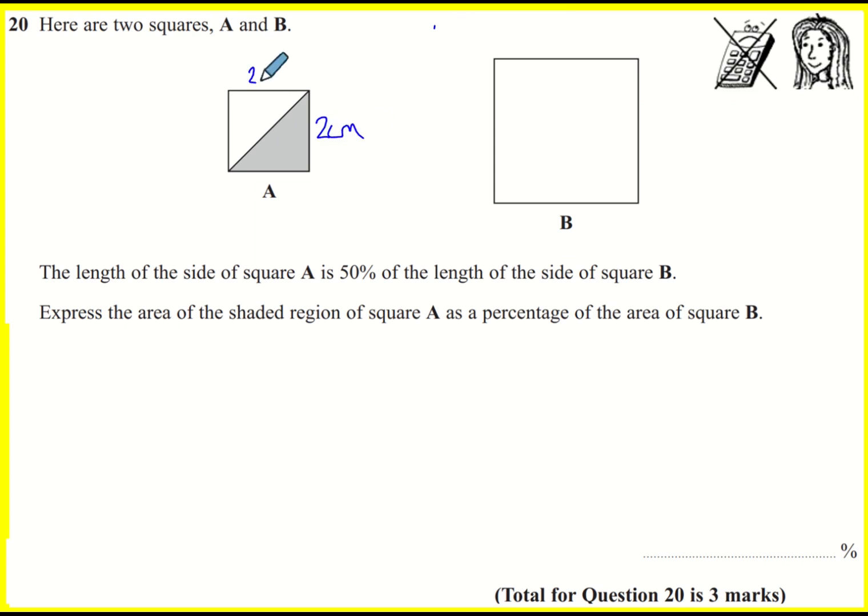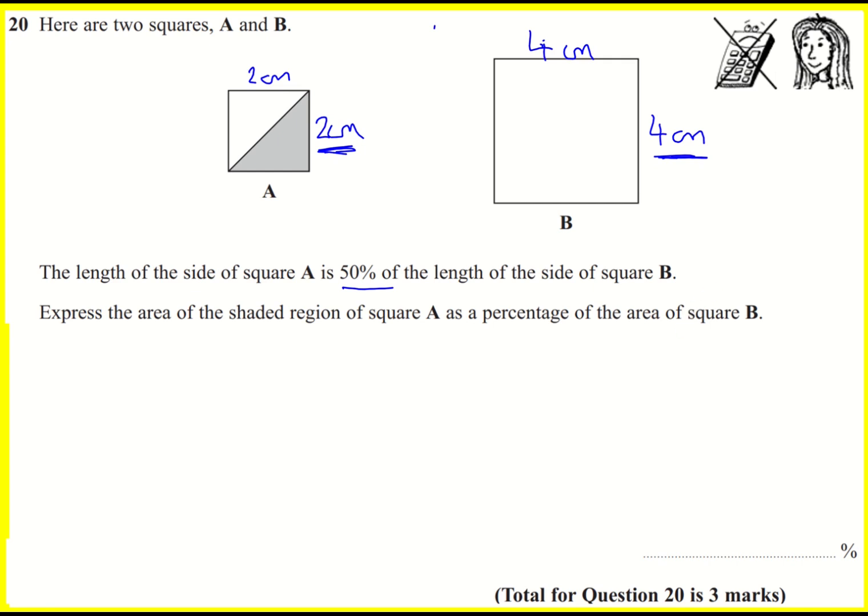You could pick any number really if you wanted to. I'm just going to say it's 2. And it says the length of the side of square A is 50% of the length of the side of square B, and that means that this length must be double. So the side length of square B is double the side length of square A. This is 50% of this value. Express the area of the shaded region of square A as a percentage of the area of square B.